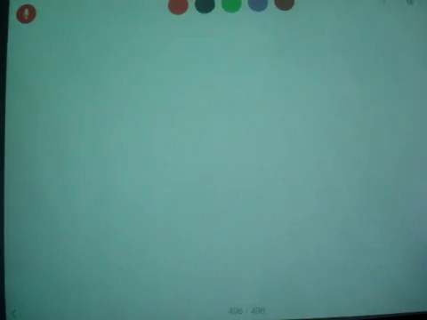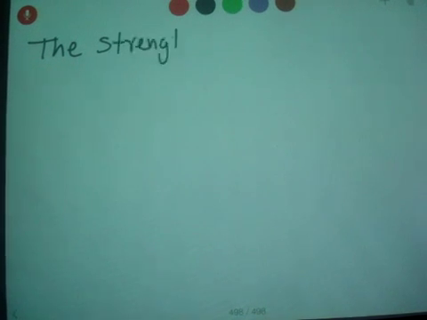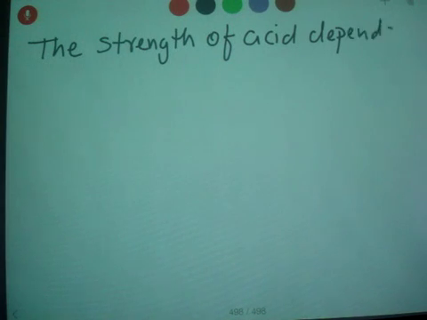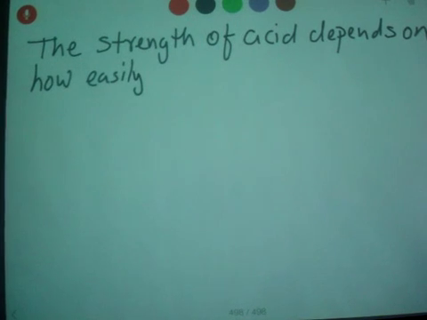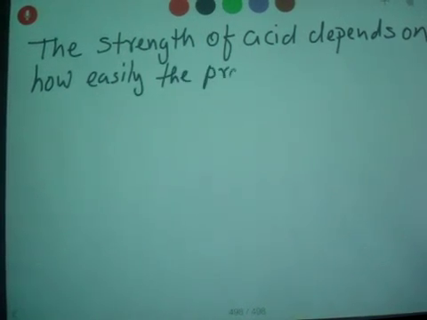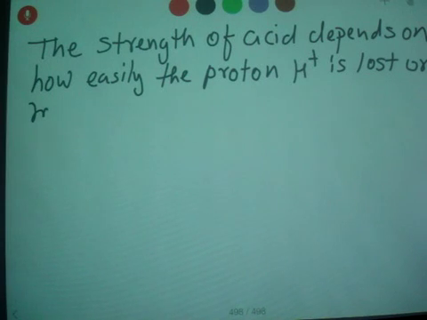Molecular structure and acid strength. So the strength of an acid depends on how easily the proton, the H plus ion, is lost or removed.